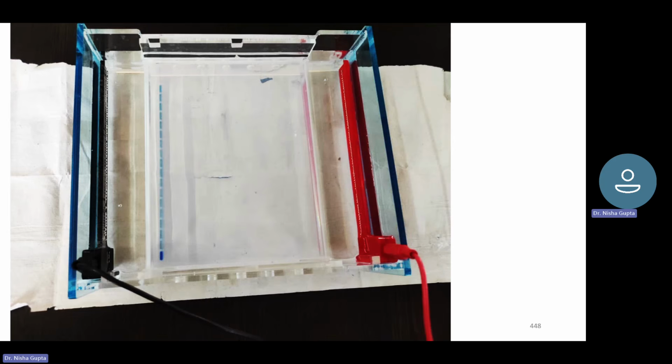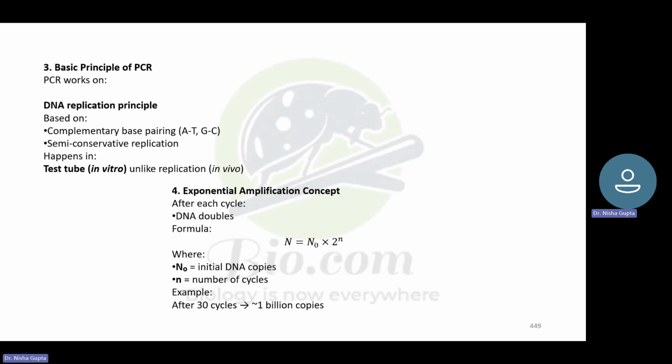There are so many different sizes of electrophoretic tank and casting tray available, like so many different capacities are available, smaller, the medium one and the larger one. This one is the larger one. You can see so many samples are loaded here. This is the electrode which are placed in the power pack, right?